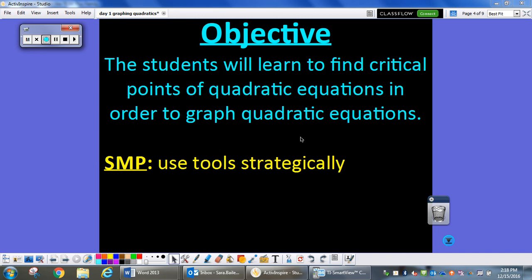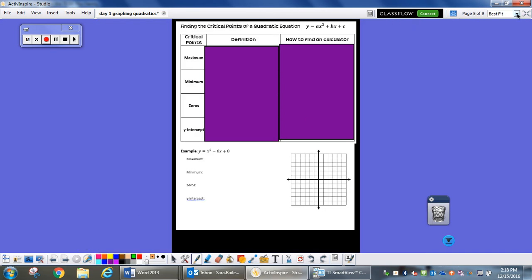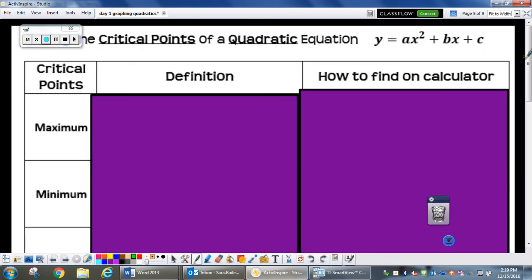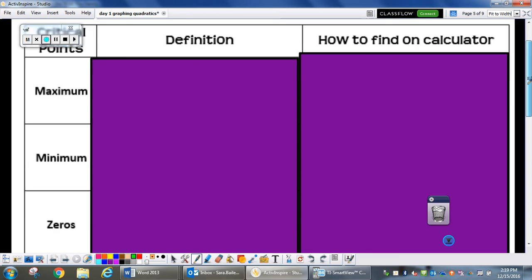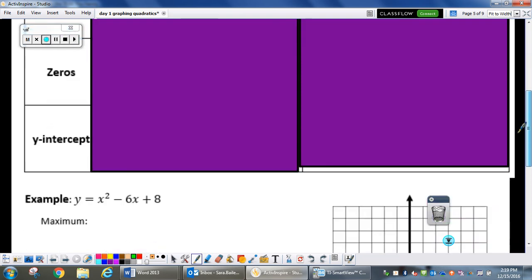Okay, today your objective is the students will learn to find critical points of quadratic equations in order to graph quadratic equations. You want to focus on using your tool strategically, which means using your calculator. And the critical points that we are going to talk about today are whether it has a minimum or a maximum, the zeros, and the y-intercept.